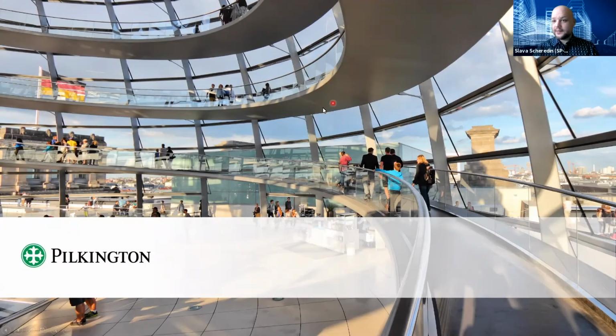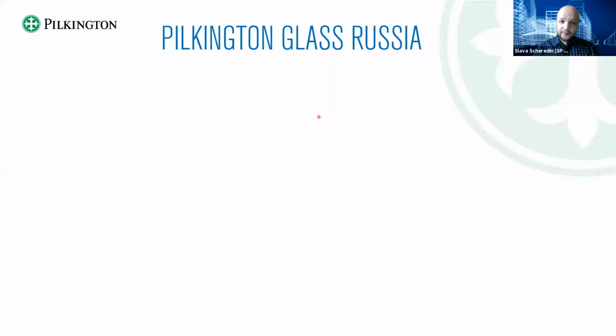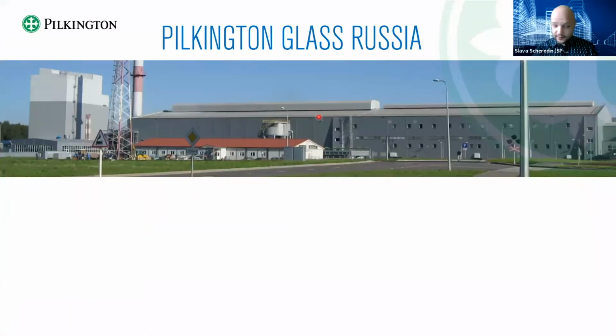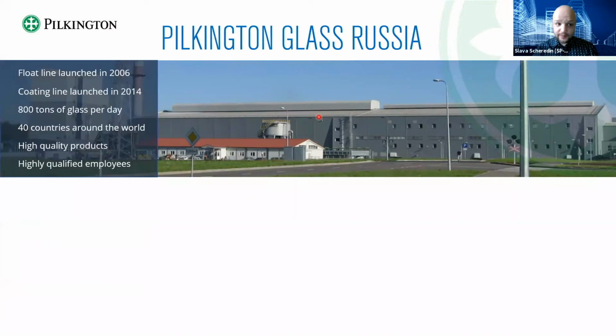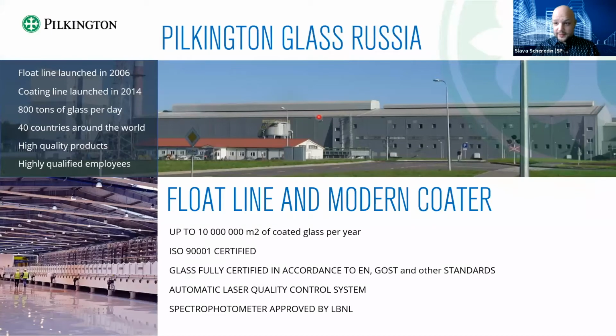For today is IG unit design. Start with, as always, a brief introduction of our company, Pilkington. Pilkington Glass Russia. We are a part of Pilkington Worldwide. Initially, it was an English company. 1856. This is the date of the establishment of Pilkington in England. So 1.5 century already.